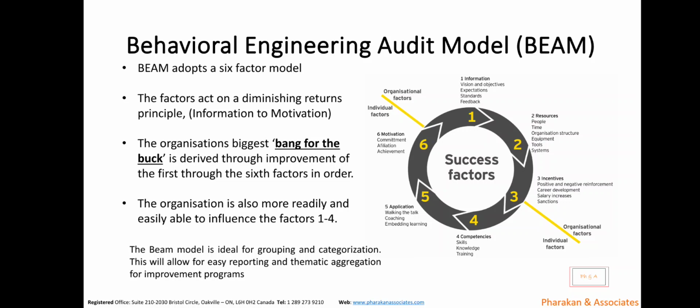4 falls on both sides. But 1 to 4 means that the organization has a lot of impact on information, on the resources, on incentive, on competencies, which are aimed at influencing the behavior of the staff, of the employees, of the team.